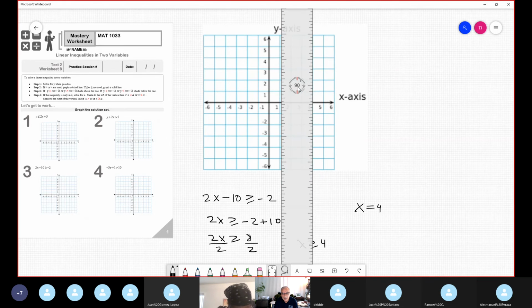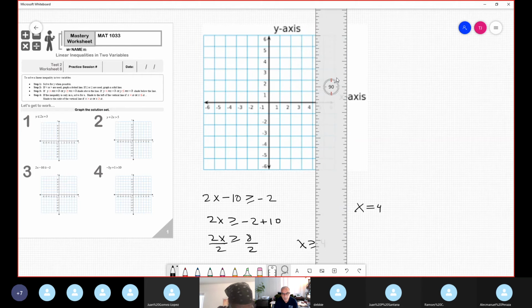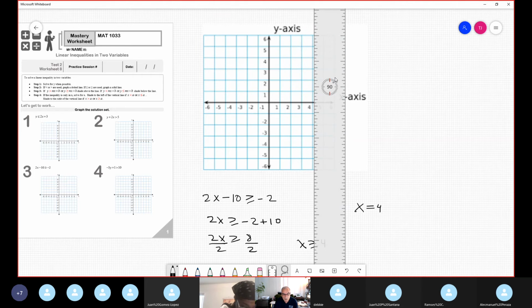90 degrees exactly where? In 4. Here, over there. Let me use the green color. And this is a solid line. How do you know it's solid? Well, because it's equal, including this.